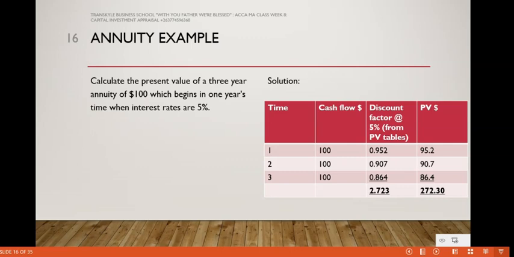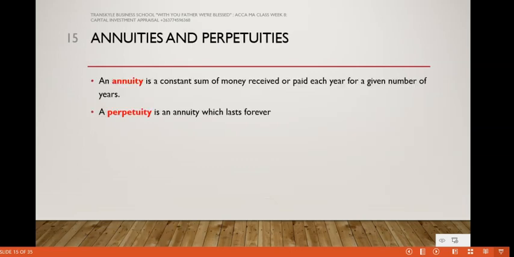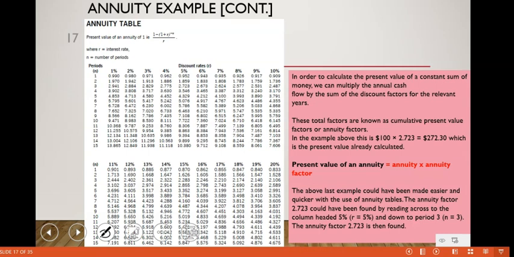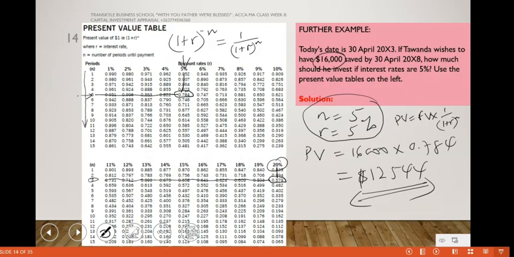Okay, so an annuity, remember, is a constant sum of money received each year for a given number of years. So every year the guy receives 100, and we are told that the interest rate, the discount rate, is 5%. So from tables you can see the annuity tables. Every year is getting a 5%.